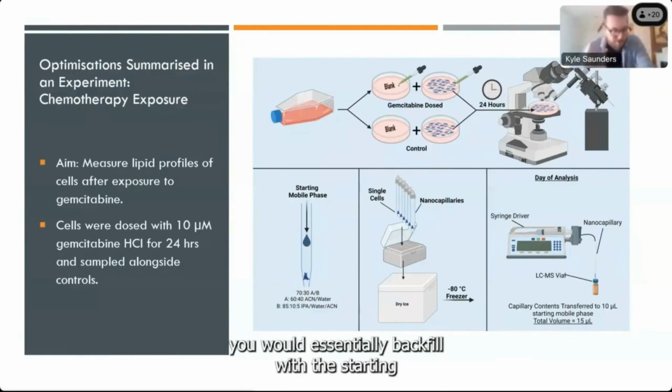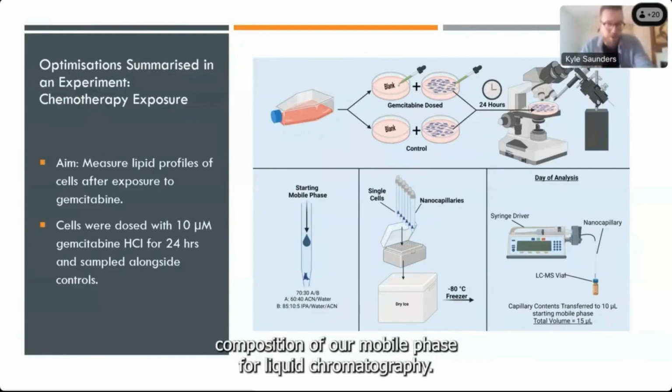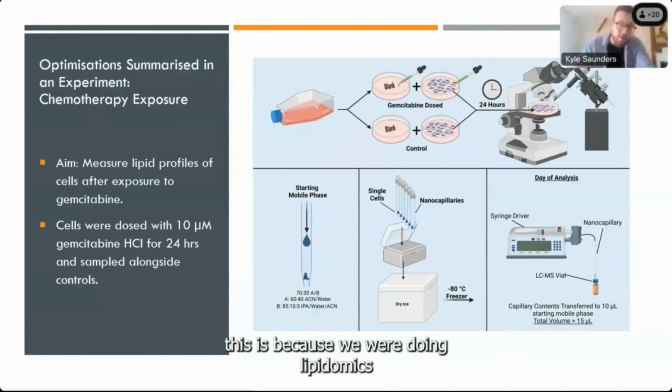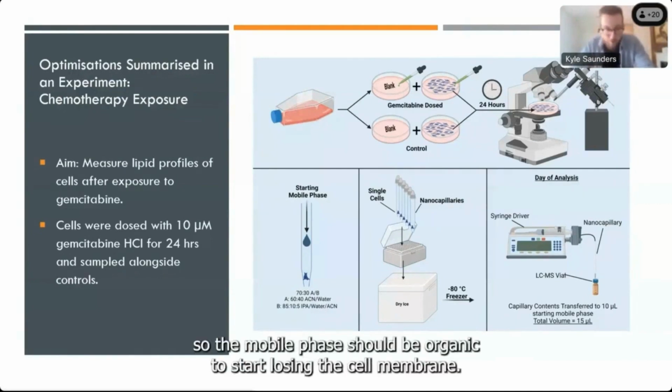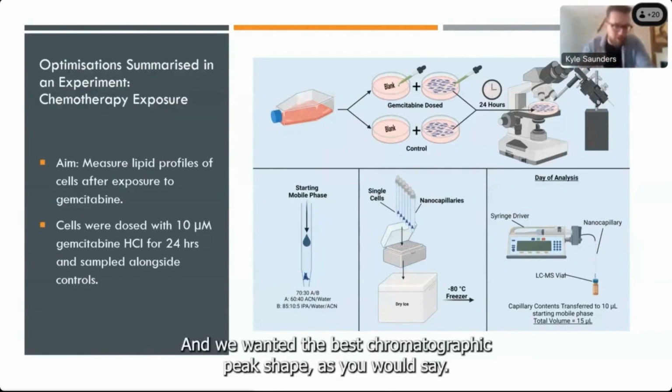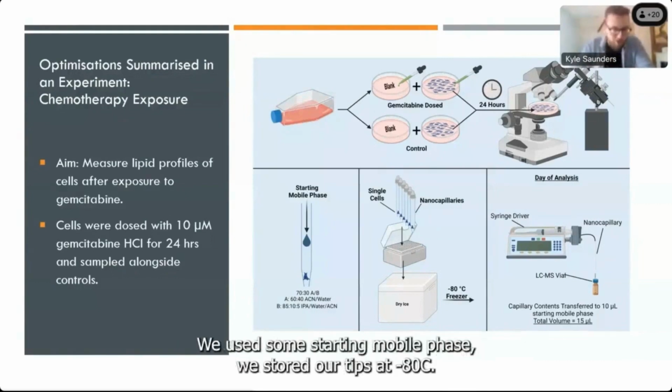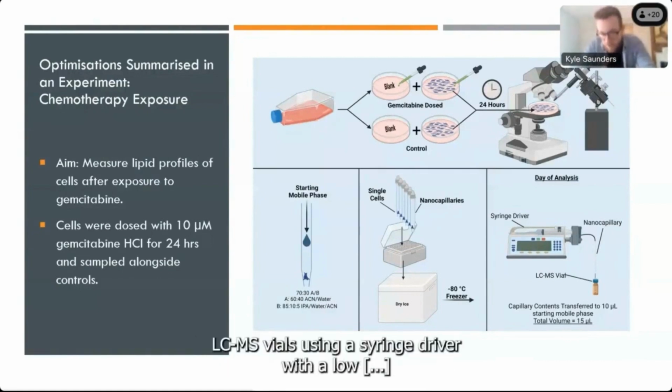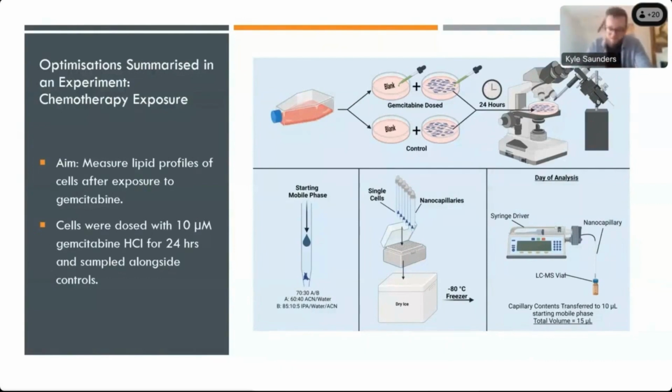You would essentially backfill the starting composition of our mobile phase for liquid chromatography. This is because we were doing lipidomics, so the mobile phase was sufficiently organic to start lysing the cell membrane, and we wanted the best chromatographic peak shape we could. So we used starting mobile phase there. We stored our tips at -80, and then we pushed them into LCMS vials using a syringe driver with a luer adaptation there.